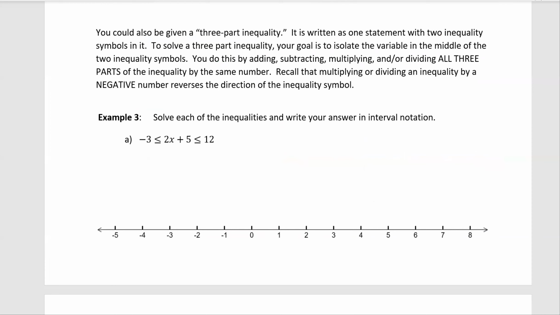So in the next part, we will be given 3-part inequalities. And in this case, you're going to do the same operation to all 3 sections. So in the first example, we have 2x plus 5 in the middle. We want to isolate x. So let's subtract 5 from all 3 sections. And then divide all 3 sections by 2 and simplify.